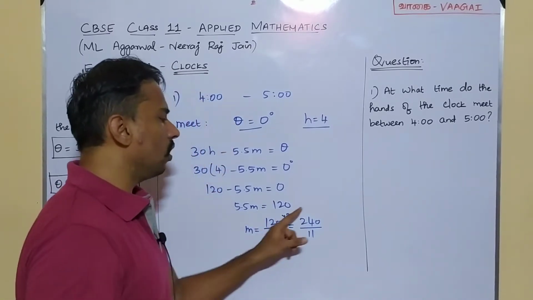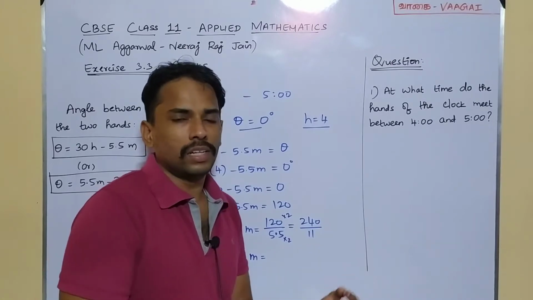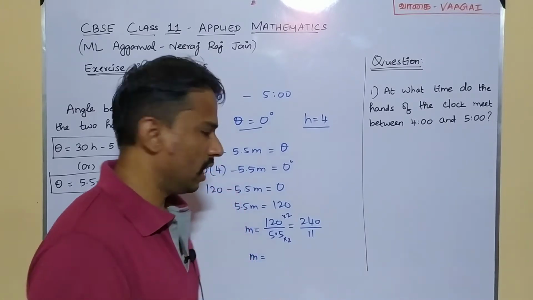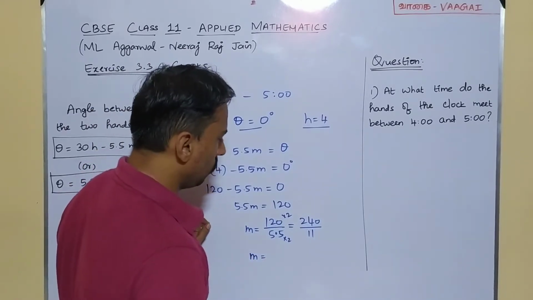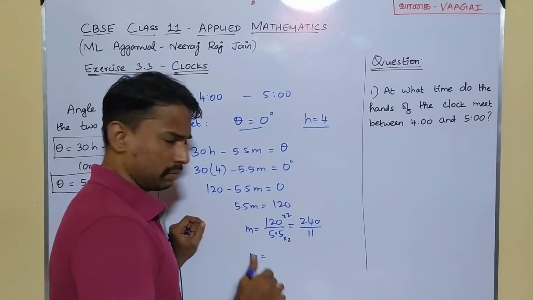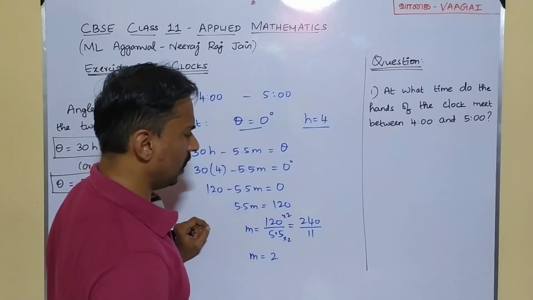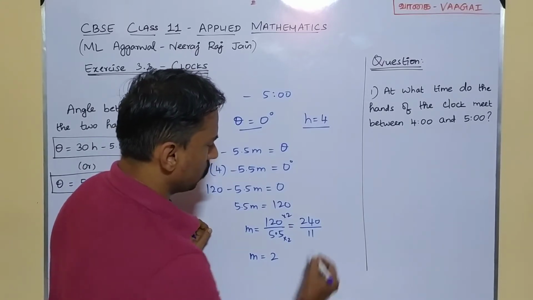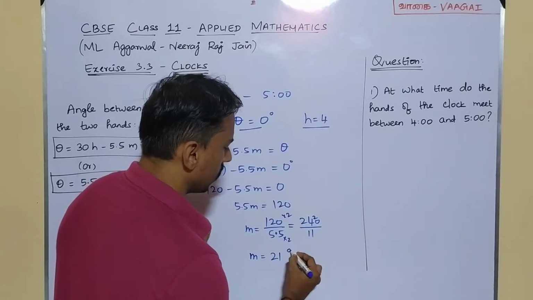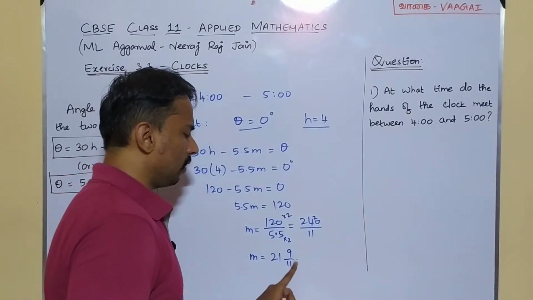Since 240 will not be exactly divisible by 11, we need to express our answer in terms of mixed fractions. Okay, let's try to do that. 240 by 11: 11 goes exactly 2 times, so 24 will have 2 times, and we have a balance of 2. So we have 20, again 1 time, balance 9 by 11. So the answer will be 21 9 by 11 minutes.